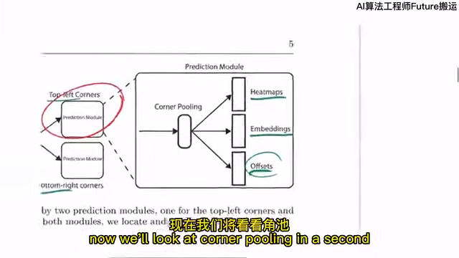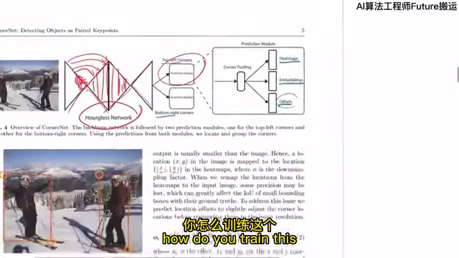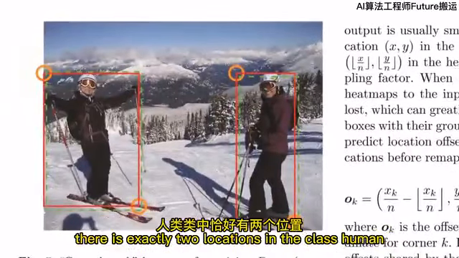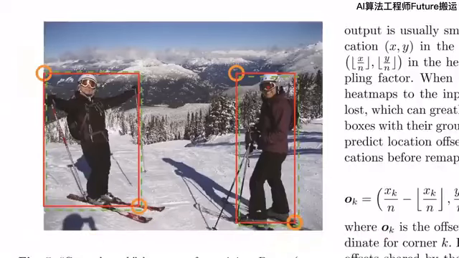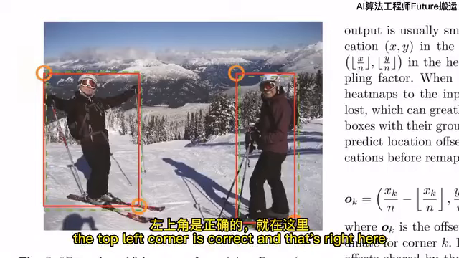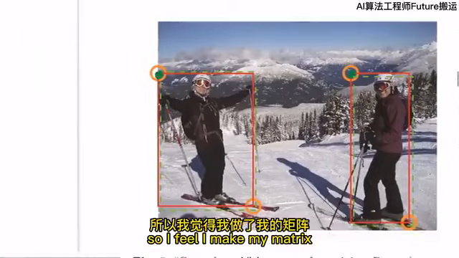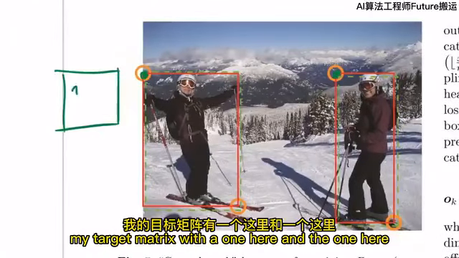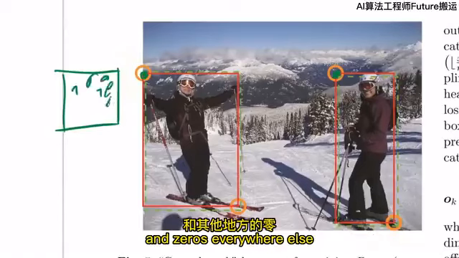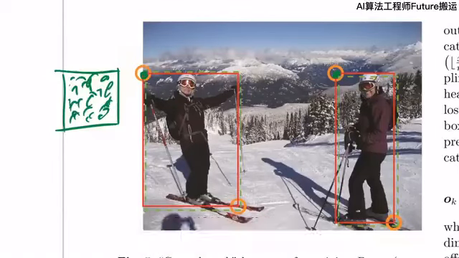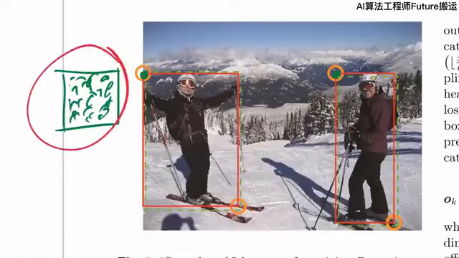Now we'll look at corner pooling in a second, but how do you train this? So you can now say, okay, if I have a picture like this, there are exactly two locations in the class human where the top left corner is correct, and that's right here, and that's right here. Okay, so two locations. So I make my target matrix with a 1 here and a 1 here, and zeros everywhere else. And I train my network to give me this particular thing as an output for this heat map in the channel human.